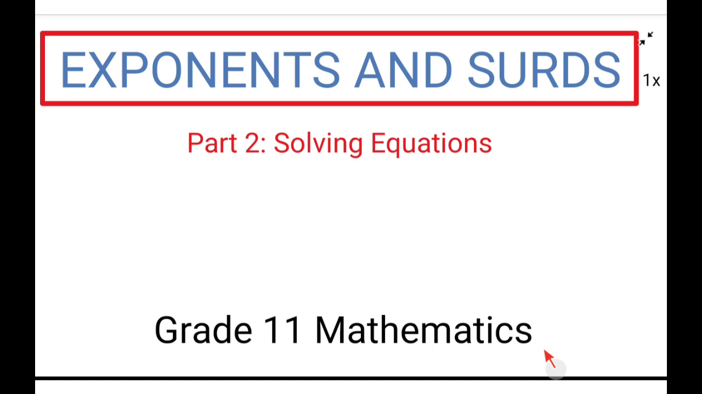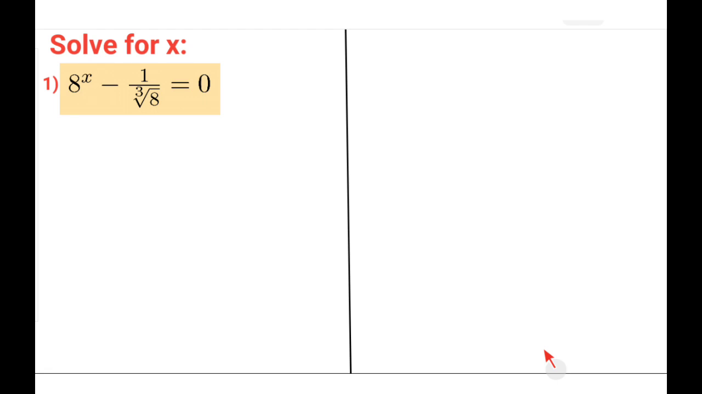We have a lot to cover, so let's get right to it. Now, exponential equations and surd equations come in many different forms, and we're going to look at all those forms in this video. The first form is when you've got a power with the exponent as your variable that you need to solve.